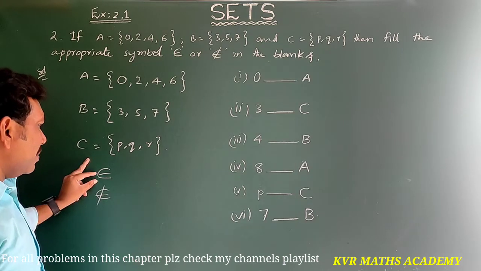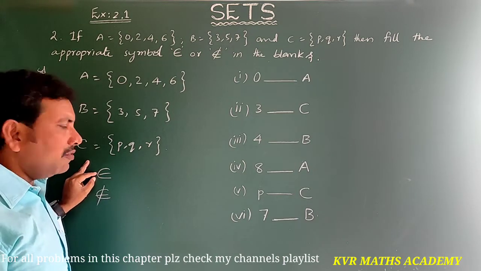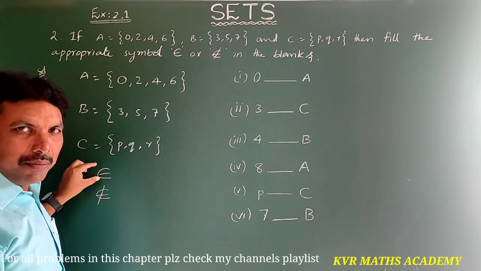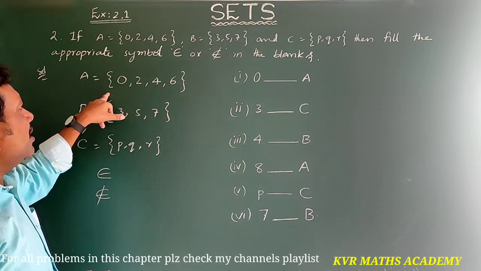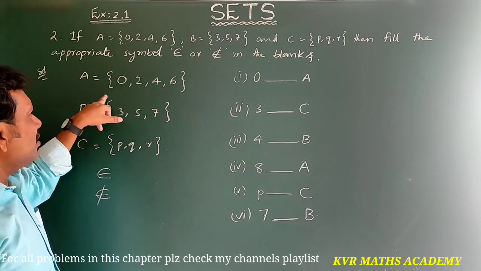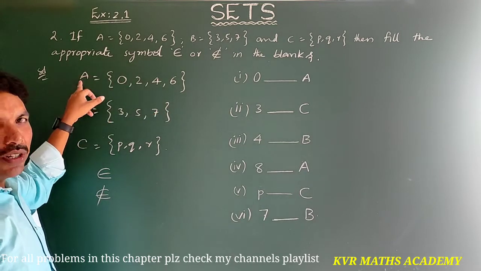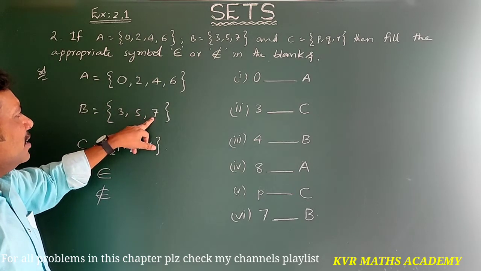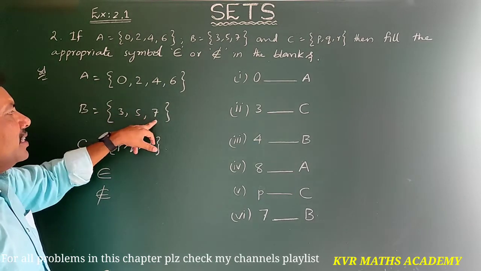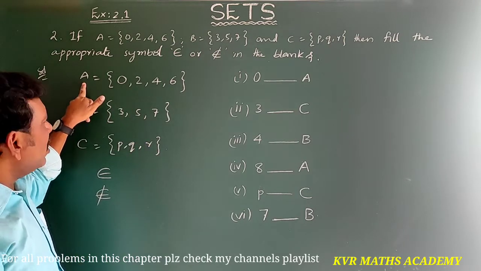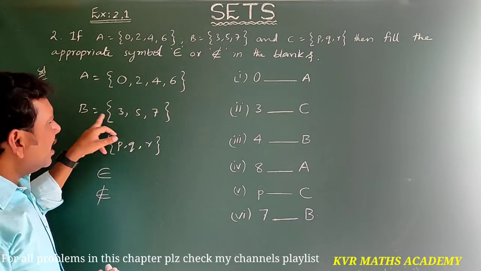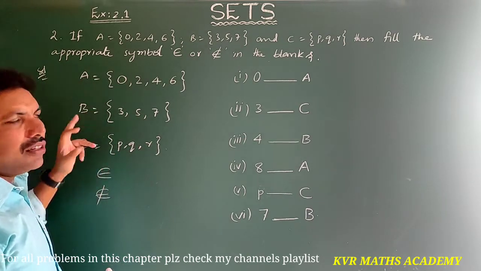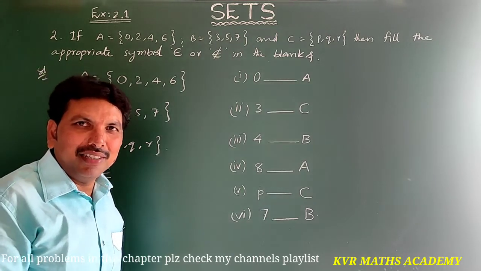So already I have explained in the basic conceptual video about belongs to and does not belong to, right? Belongs to means, suppose here 0 belongs to A, 2 belongs to set A, 4 and 6 also belong to set A. Here 5 does not belong to A. 3, 5, 7 also do not belong to A. Why? Because these are in the set B. That's why these all belong to B. Next, P, Q, R all belong to C, not to A and B. Like that we have to see, right?